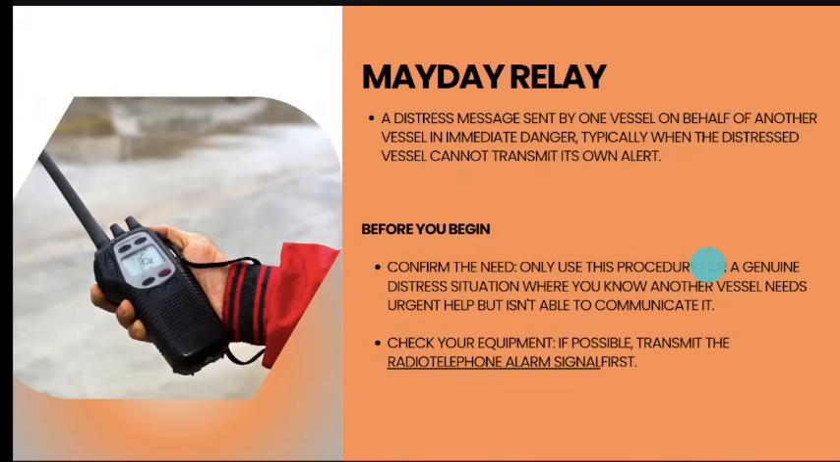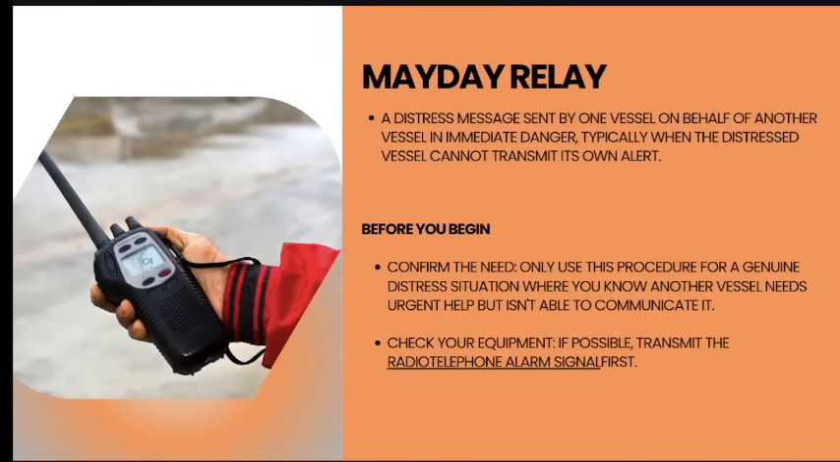So here, the Mayday relay details. Again, this is the distress message sent by one vessel on behalf of another vessel in immediate danger. Typically, it is used when the distress vessel cannot transmit its own alert.